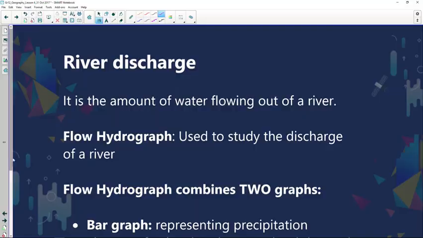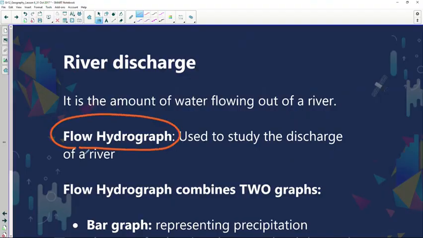Now, river discharge is the amount of water that flows out of the river. The discharge is how much of the water goes out of the river. And we use a special graph to be able to see how fast this water is moving and the amount of water that is moving through this river. And this graph is known as a flow hydrograph.